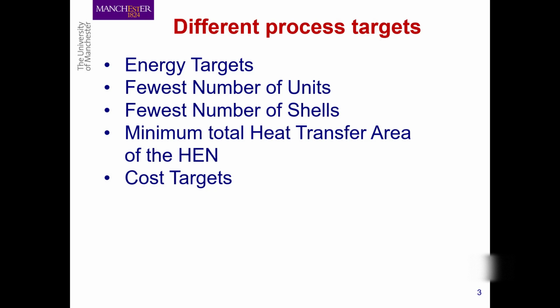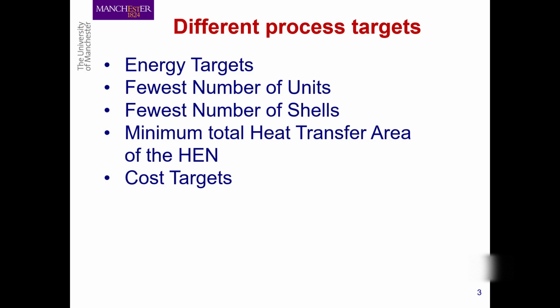So the number of shells target will give us a better picture of the heat exchanger network. Obviously, if we have designed two heat exchanger networks, HEN1 and HEN2, and HEN2 has fewer shells than HEN1, one may select HEN2 because it has fewer shells.